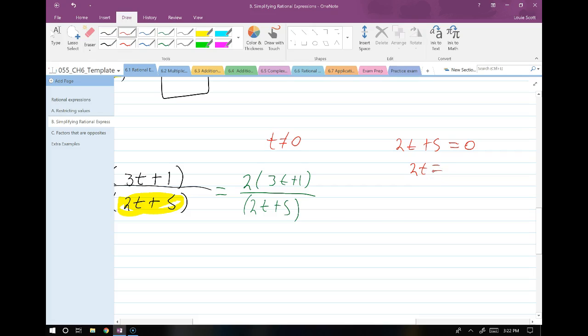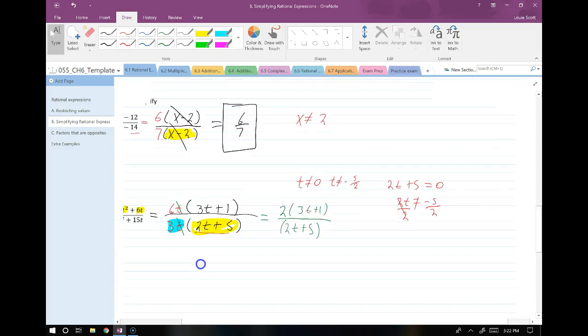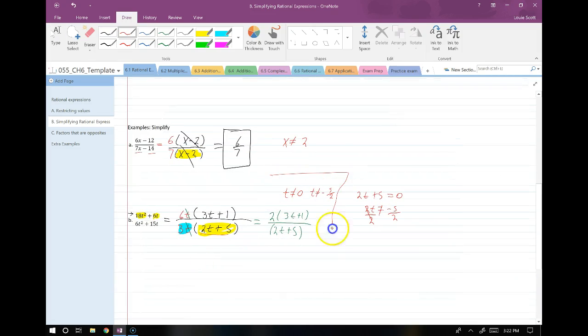So now I need to solve this factor for 0, 2t plus 5. If I subtract 5 from both sides. I was just going to ask you to subtract 5. Oh, yeah, subtract 5 from both sides, and then we divide by 2. And we get t cannot equal negative 5 halves. So we're going to write that up here. There we go. So that is our final answer with all the restrictions.